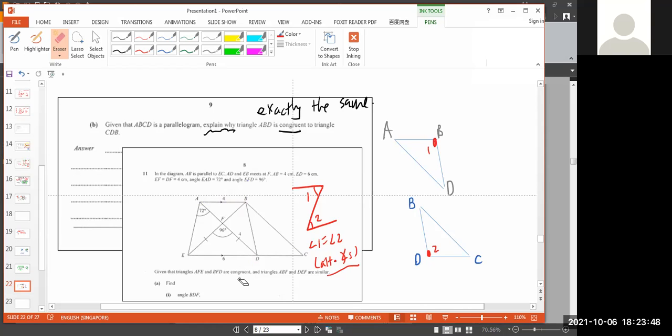Let's see. ED is 6. Cannot do anything. Then EF and then CD also cannot. Then what else can I prove? It says ABCD is a parallelogram.